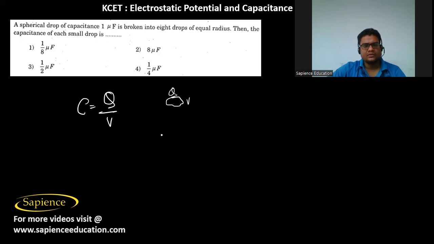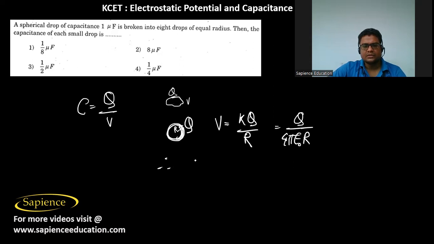So for a spherical conductor having charge Q, its electrostatic potential at the surface is given as kq by r, if r is the radius of that drop, where k is equal to 1 by 4 pi epsilon naught. So it is q by 4 pi epsilon naught r. Therefore the capacitance C for a spherical drop will be given as q by v, that is equal to 4 pi epsilon naught into r, where r is the radius of the drop.